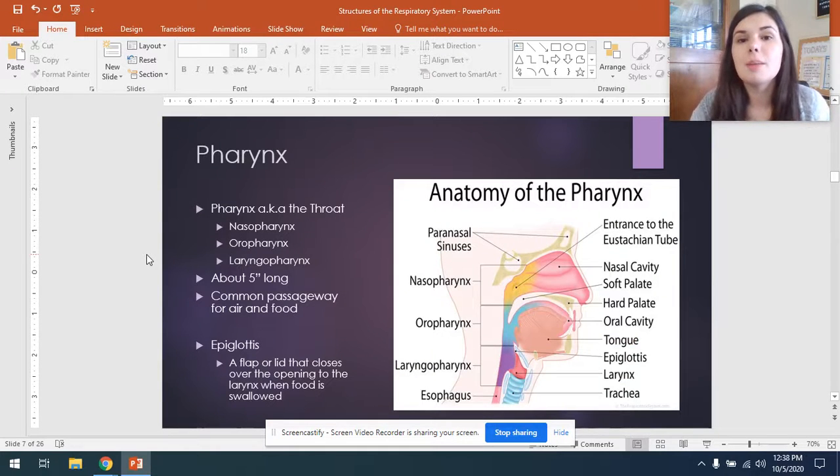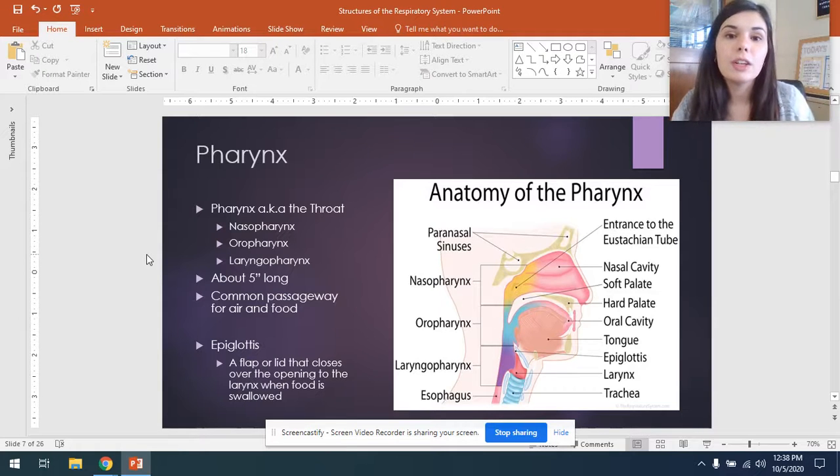Your pharynx is something that actually is used for the digestive system and the respiratory system. Your pharynx is also known as your throat. And you actually have three sections of the pharynx. You have a nasopharynx, oropharynx, and laryngopharynx. And those three different sections are just a way to divide up your pharynx. In total, it's only about 5 inches in length. And it's typically a common passage for air and food.